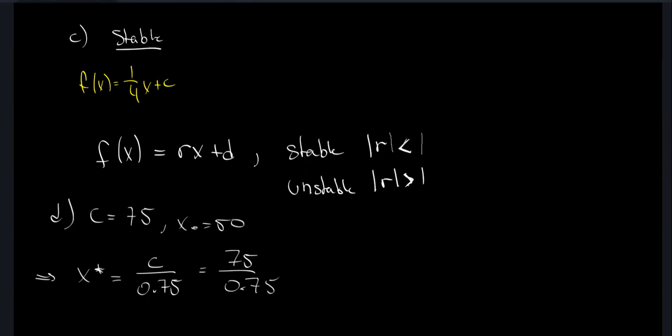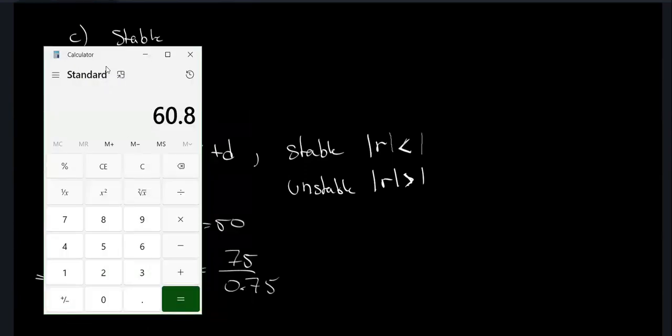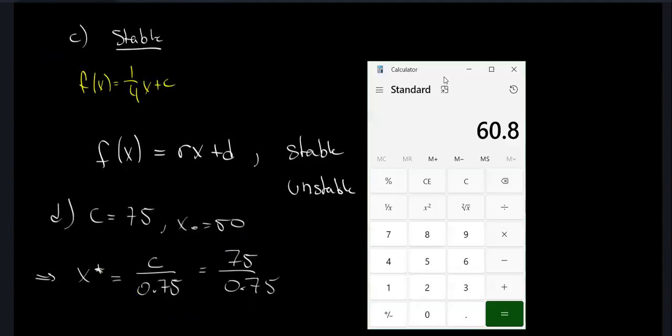And this is easy to do, but I am lazy. I'm just going to use my calculator. So we get 75 divided by 0.75. It'll be 100.